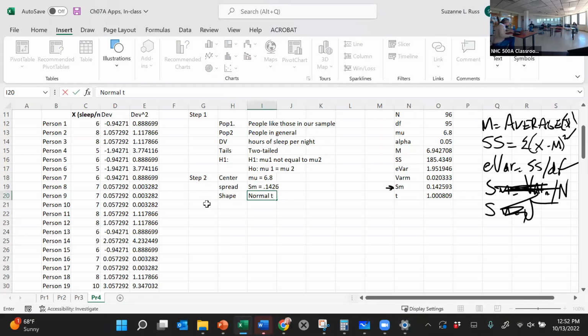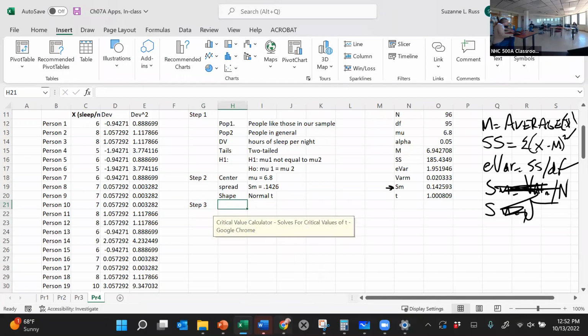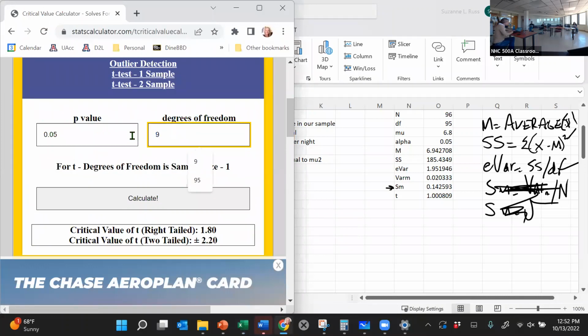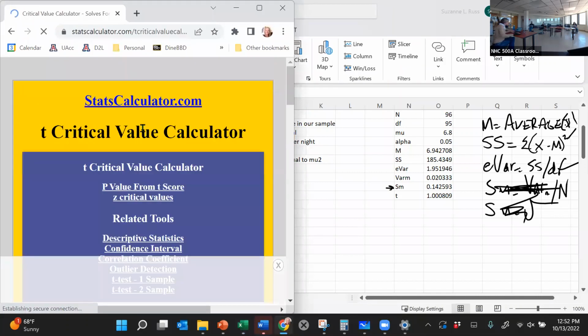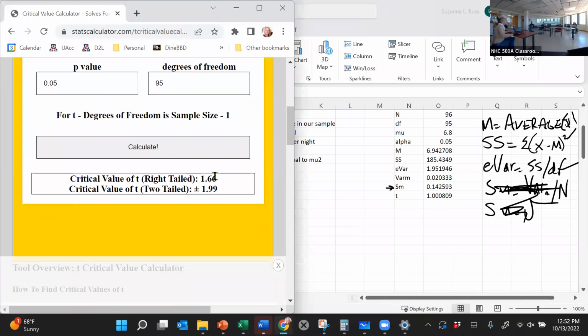It's the t distribution. Step 3, we still have to get our cutoff point. Let's go get our cutoff point using alpha 0.05. And what should we enter for degrees of freedom? 95. It's going to be really close to the z distribution cutoff. 1.66. See, we had 1.64 in z. That's because our n is so large.